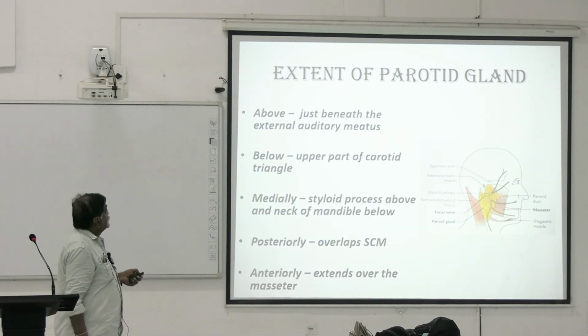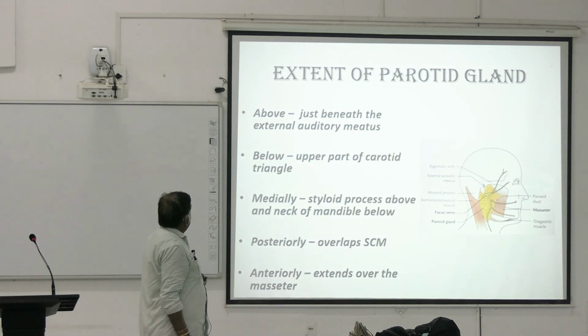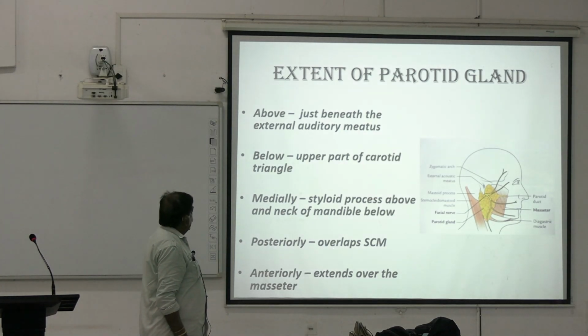Now, extent of the parotid gland: above, just beneath the external auditory meatus. This is the external auditory meatus. Below, upper part of the carotid triangle. Medially, styloid process above and neck of the mandible below. Posteriorly overlaps, anteriorly extends over the masseter.